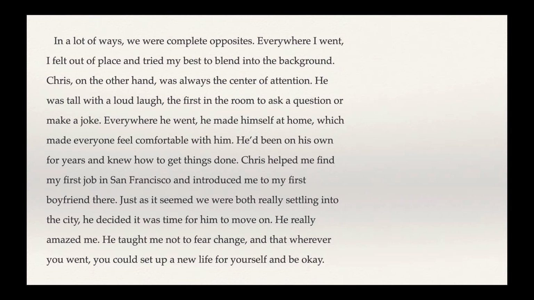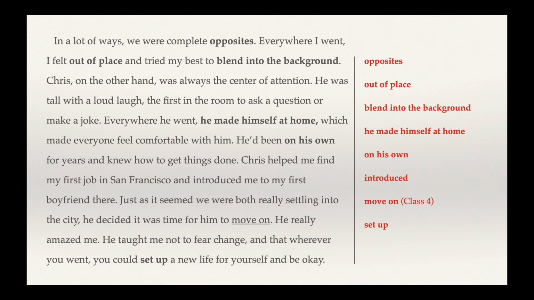All right, so this second paragraph starts by saying that these two friends were complete opposites. So you might know what opposites mean, you might not. But let's see if we can guess what it means. In the next sentence, it tells us that she felt out of place everywhere she went. You can guess what this means too if you don't know it. Out of place means that you're not in the right place. So if you feel out of place, it means you feel like you don't belong there. Something shouldn't be there.